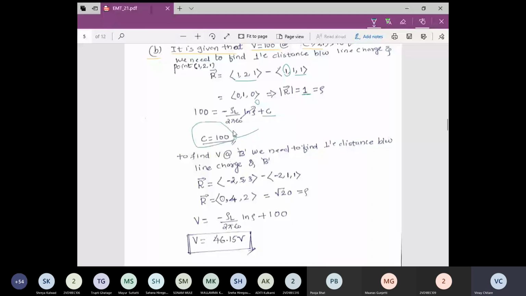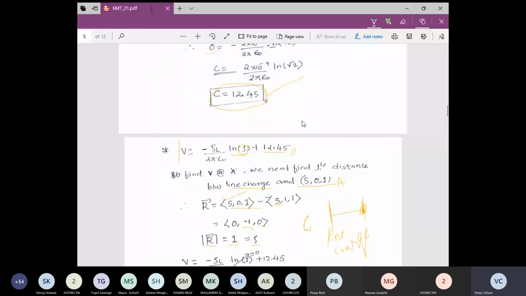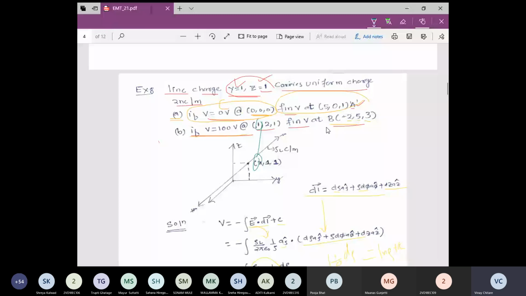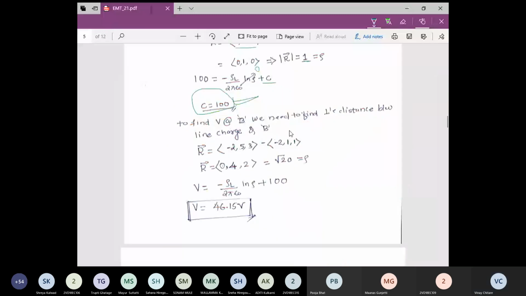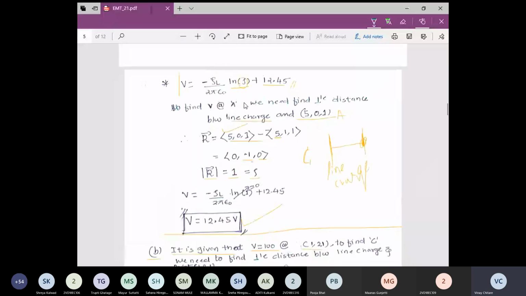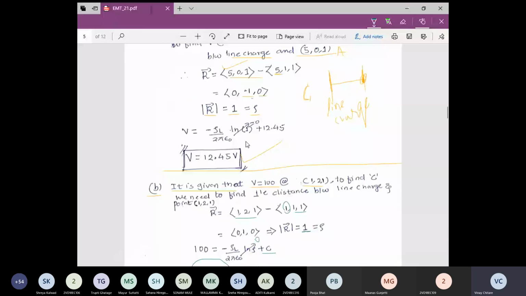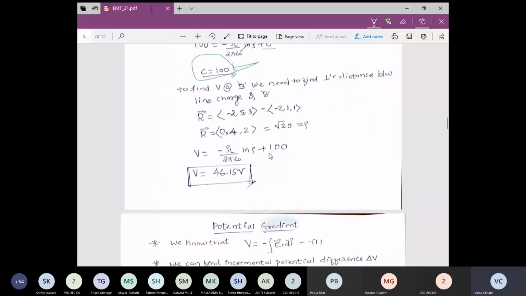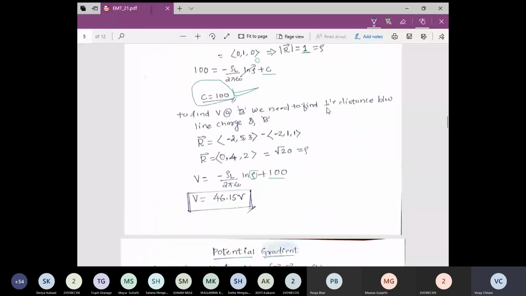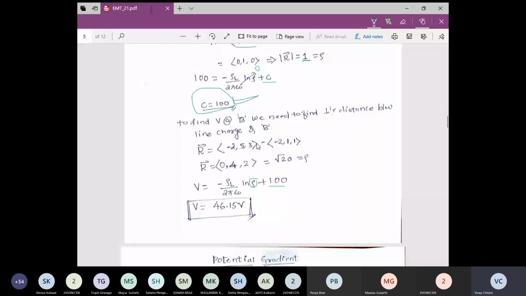So now the next thing is we need to find the potential at this given point B. Okay, so we can do that. Again, we have to use this particular formula, that is minus rho L by 2 pi epsilon ln rho plus C. Now we know the value of C as 100. The only thing we need to find is the perpendicular distance, that is, the perpendicular distance between the field point and the line charge. The field point now is B.